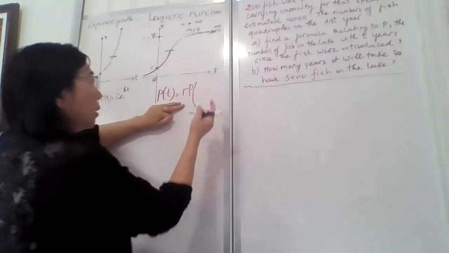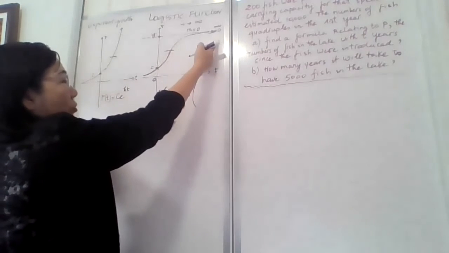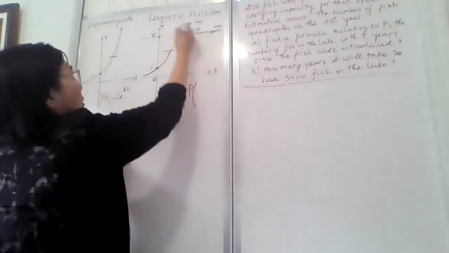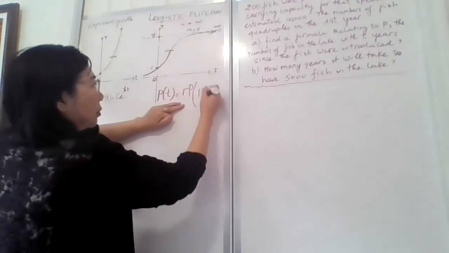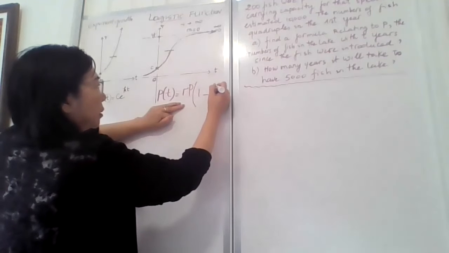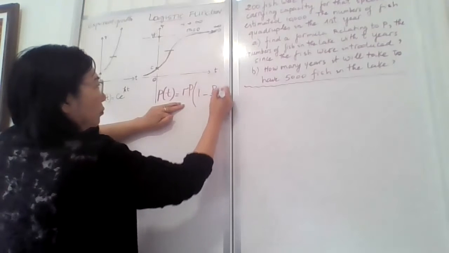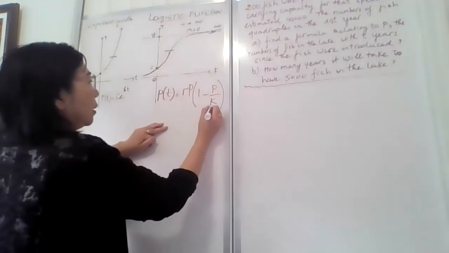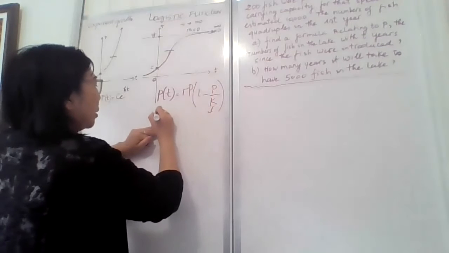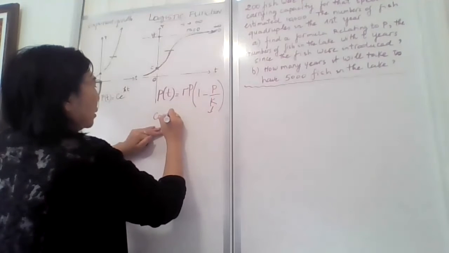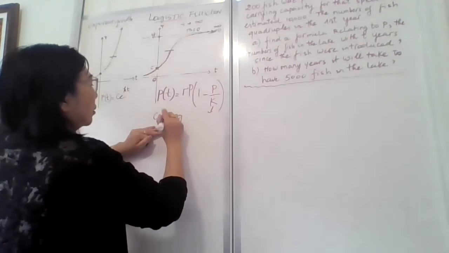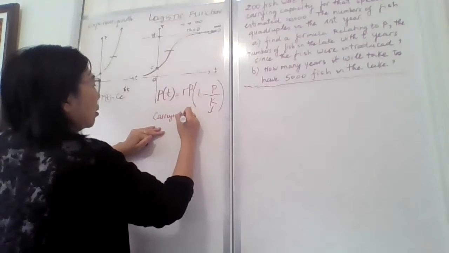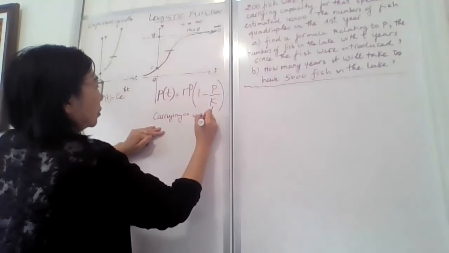However, because we have limited growth, and this we call a logistic, we have to multiply with another factor something like this. And this K we call the carrying capacity.